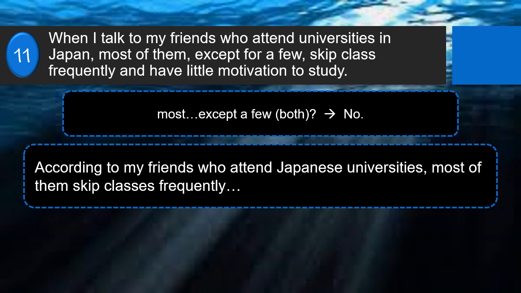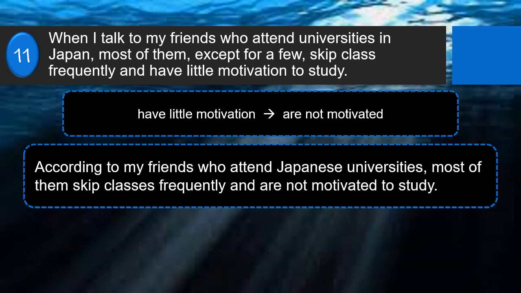According to my friends who attend Japanese universities, most of them skip classes frequently, have little motivation. Well, here's a case where you're using a weak verb, have, and motivation is a noun, when motivated as an adjective is more common in native speaker English. According to my friends who attend Japanese universities, most of them skip classes frequently and are not motivated to study. Use fewer nouns, more verbs, more adjectives.